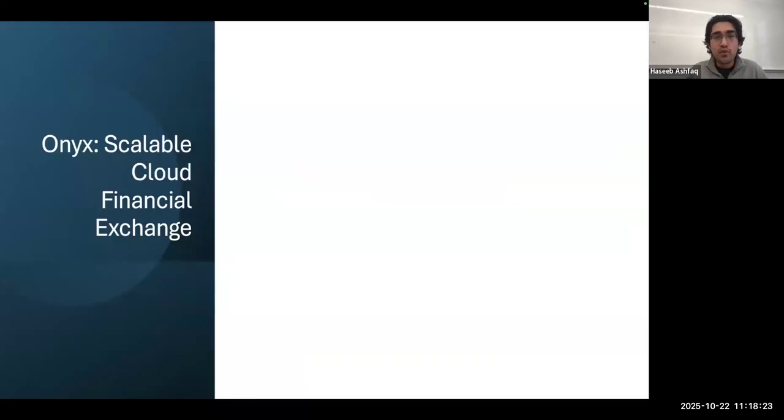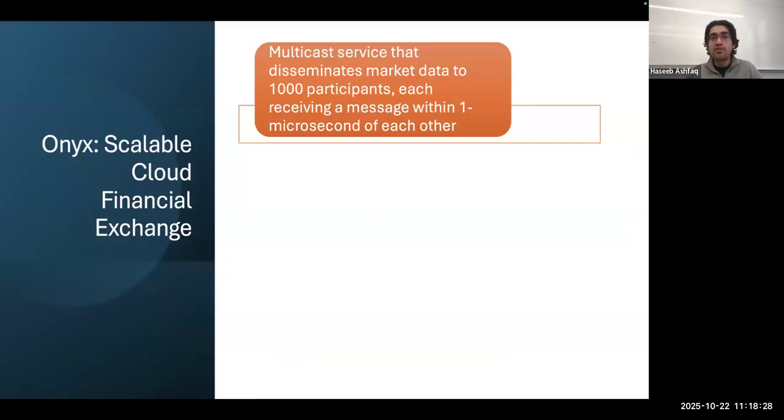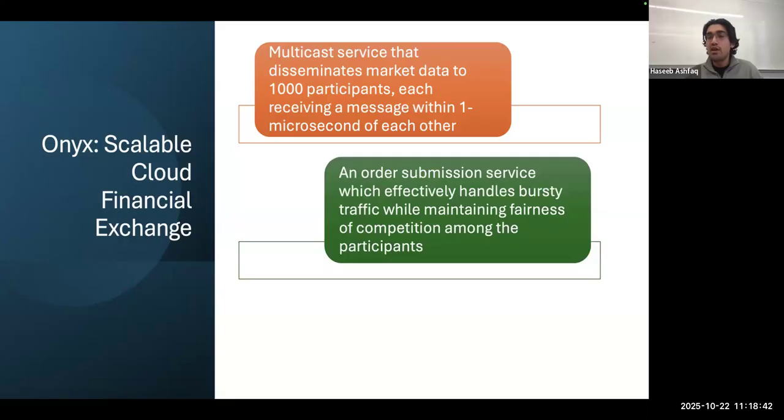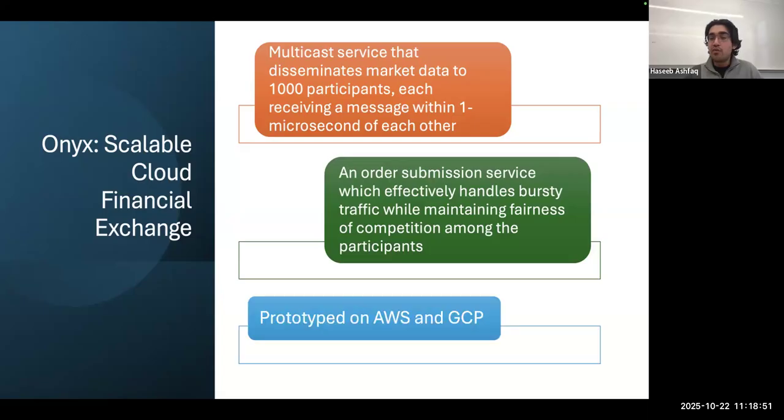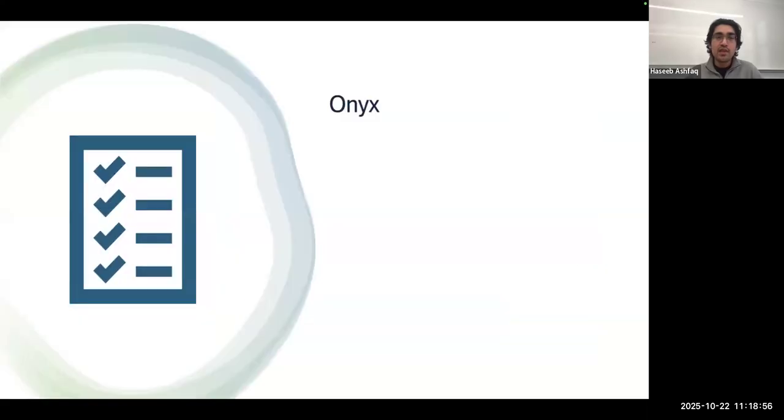Okay, so now that we know where Onyx stands among the other works, let's quickly see what Onyx, this paper, is about. First, it has a multicast service that disseminates market data to 1,000 participants, each receiving a message within 1 microsecond of each other. That's required for fairness. And then we have an order submission service, which effectively handles bursty traffic while maintaining fairness of competition among the participants. And we prototype it on AWS and GCP. We'll go into details of each of these things.